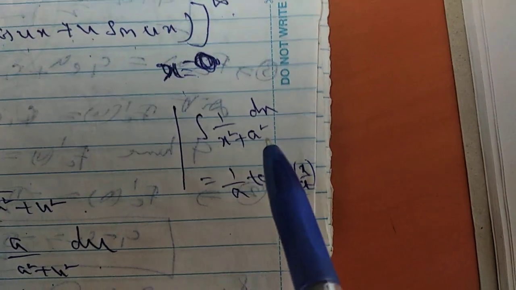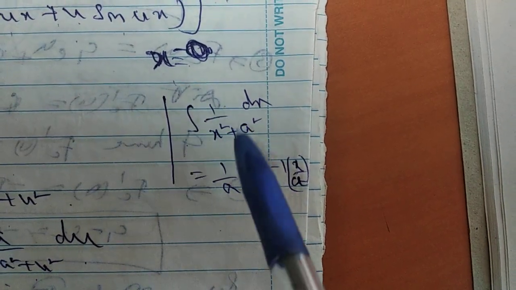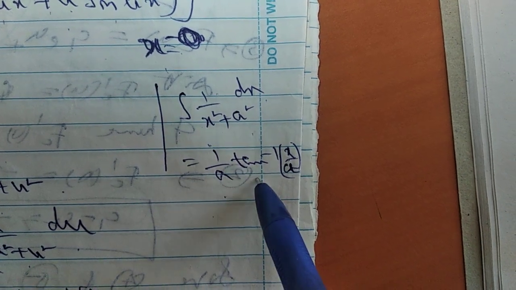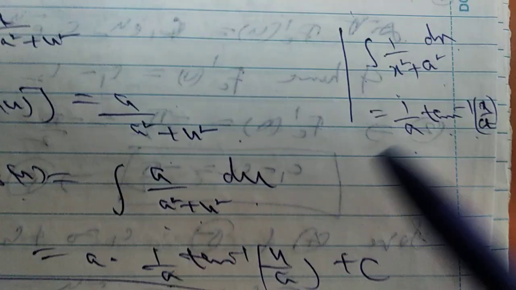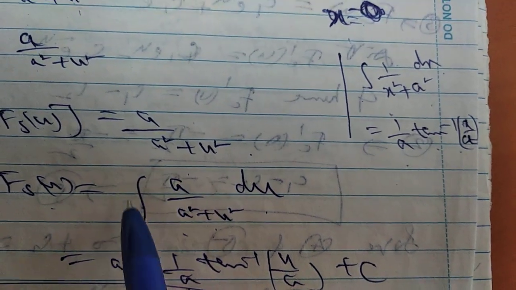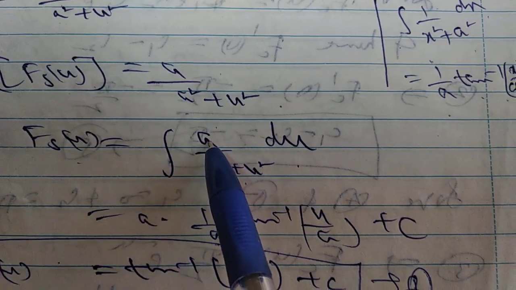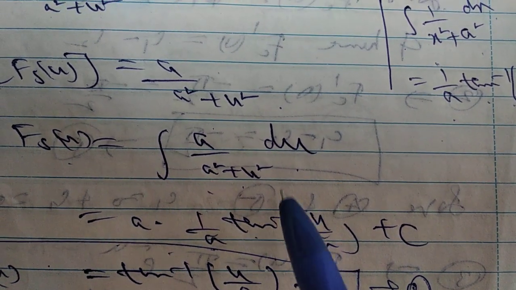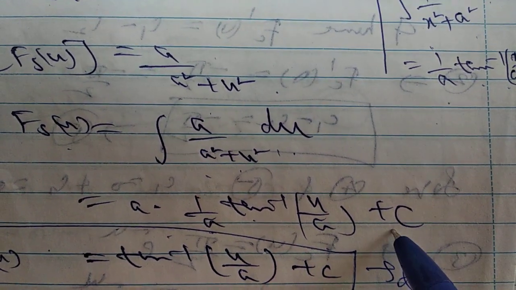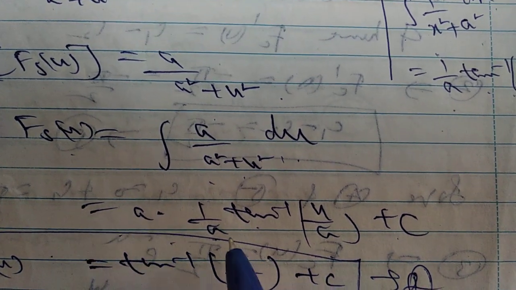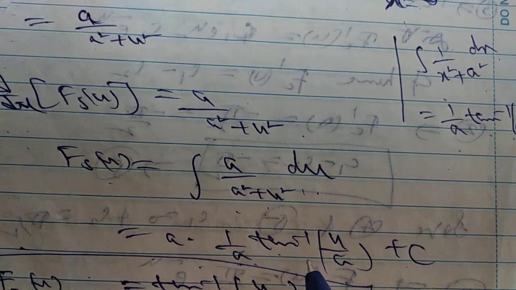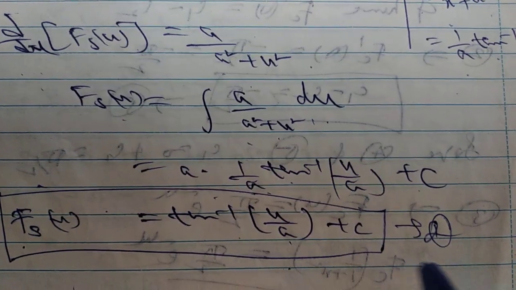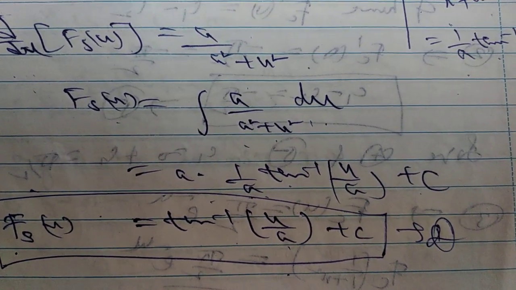So how to integrate this one? See, here one formula is there. Integral of 1 over x square plus a square into dx, what is the formula? 1 by a tan inverse of x by a. So same thing here, a is there, you take it outside. So 1 by a tan inverse of u by a plus integrating constant c. So here a cancels. So f of u is equal to tan inverse of u by a plus c.